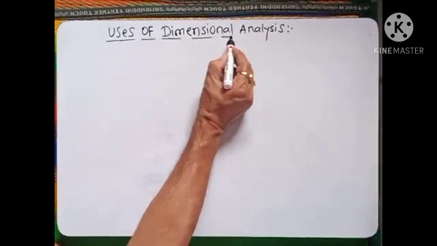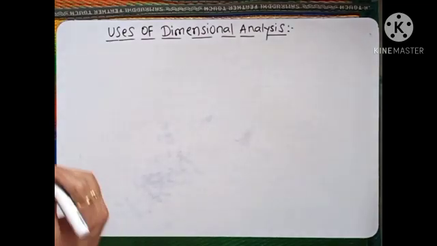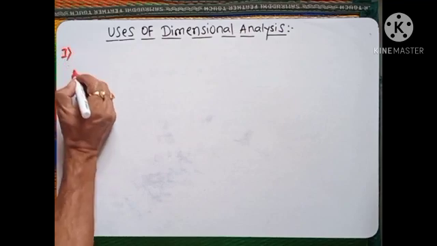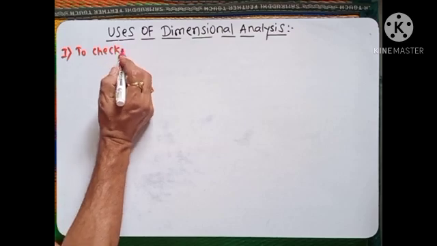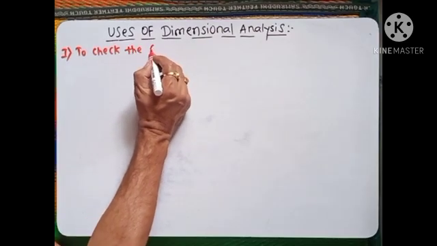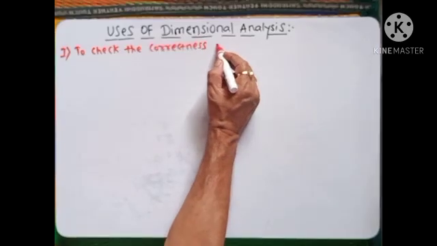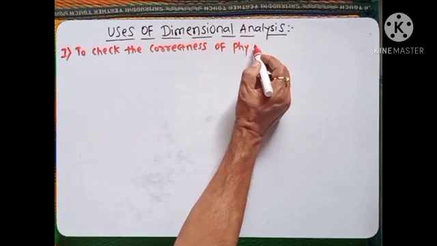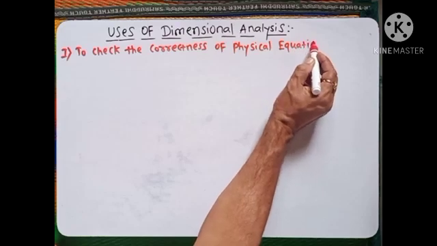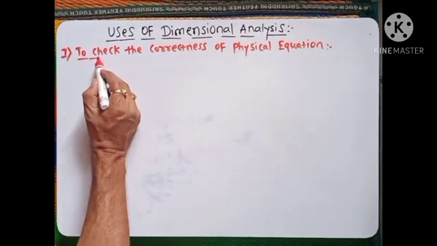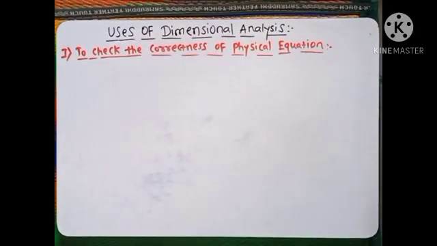Uses of dimensional analysis. In that, the first use we consider here is to check the correctness of a physical equation. This is the first use of dimensional analysis.